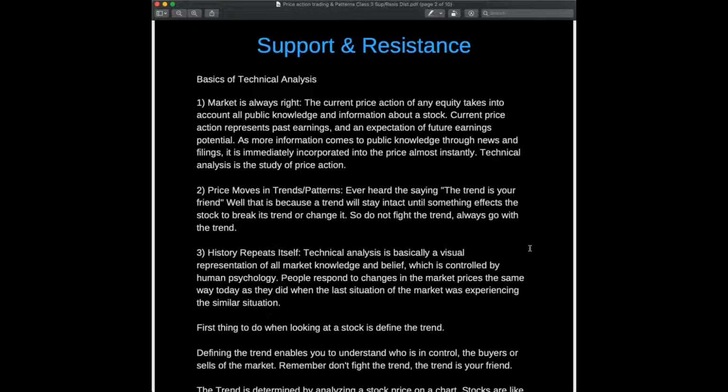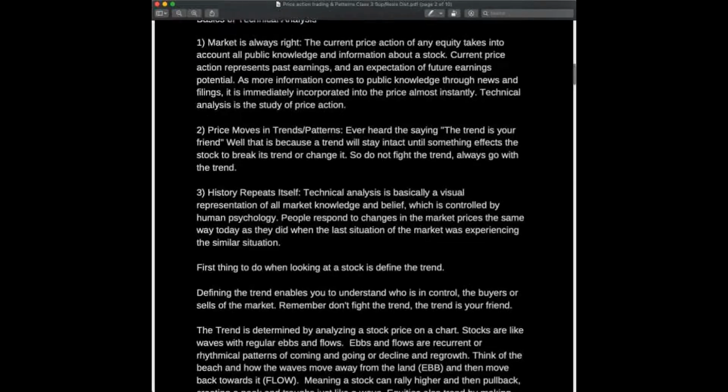Number 3, history repeats itself. Technical analysis is basically a visual representation of all market knowledge and belief, which is controlled by human psychology. People respond to changes in the market prices the same way today as they did the last time the market was experiencing a similar situation.